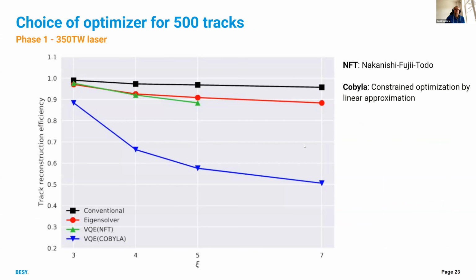This is just a past result we had for phase 1, and it shows what a great difference a suitable optimizer can make. We just switched from the COBYLA optimizer to the NFT, and it seems that we are then very close to the VQE, which is kind of the maximum efficiency we can reach.